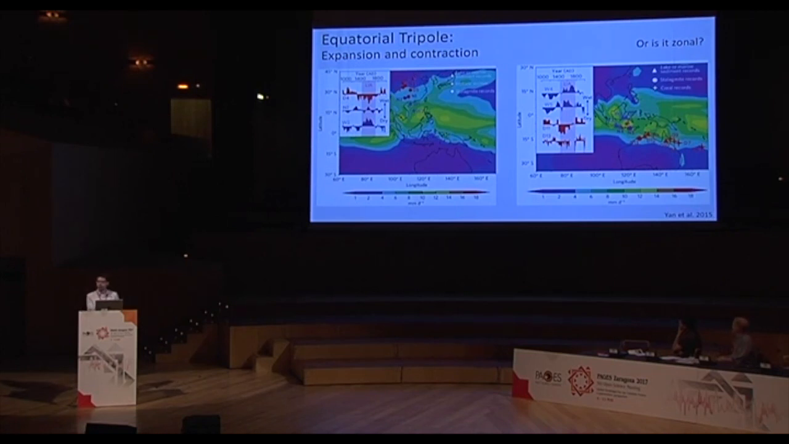And this doesn't fit with our dipole view of tropical rainfall, and instead it's more of a tripole, whereby we've got expansion and contraction of the tropical rain belt. Alternatively, these expansions and contractions also look like zonal variability from Walker circulation.